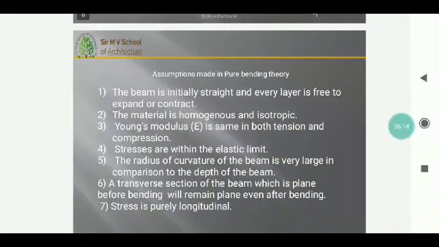So hence we always assume, to do the derivation, that the beam is initially straight and each and every layer is free to expand or contract, and the material is homogeneous, isotropic, Young's modulus is constant and it obeys Hooke's law. Stresses are within the elastic limit, and the radius of curvature of the beam is very large in comparison to the depth of the beam. A transverse section of the beam which is plane before bending will remain plane after bending, and the stresses are purely longitudinal. So for doing the derivation we make these assumptions in the pure bending theory.